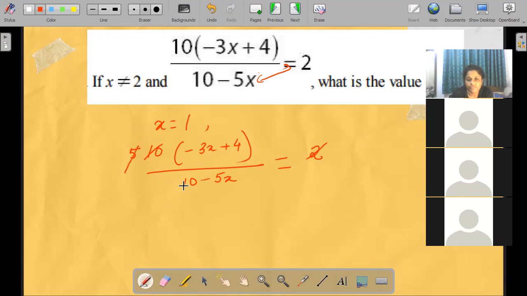So this 5 will cancel, and this is 2 minus x. So finally I get minus 3x plus 4 is equal to 2 minus x. So that will give me minus 2x is equal to minus 2. So x is equal to 1 here. Did anybody do it like this?